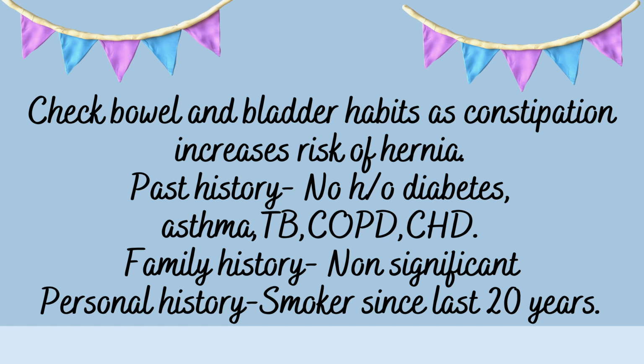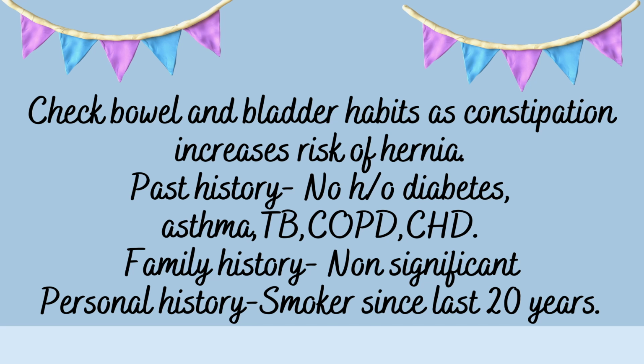Then you will take the past history: history of diabetes, asthma, TB, COPD, coronary heart disease, and all this. Then you will take the family history to check if it is significant or non-significant. Then take the personal history. Now you have to ask for addictions, okay? He is a smoker since the last 20 years. We have already seen that.